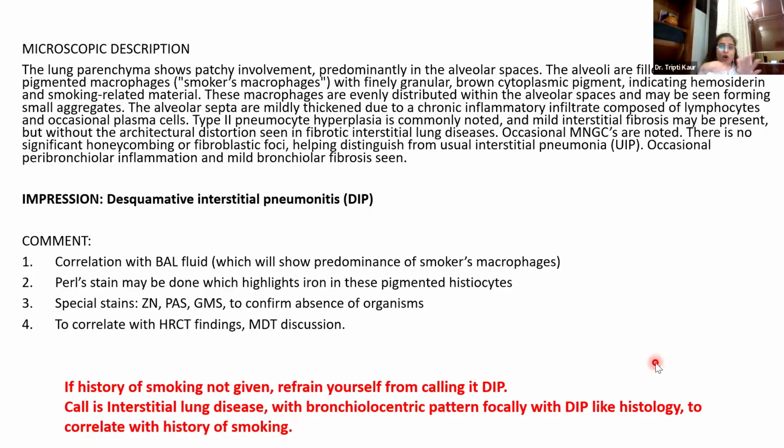Plus, you saw a lot of giant cells there. You would like to do ZN, PAS, GMS to confirm the absence of organisms and correlate with HRCT findings with MDT discussion. If smoking history is not given to you, you should refrain from calling it DIP. Just give it as benign interstitial lung disease with DIP-like histology and to correlate with history of smoking. You will still get full marks, don't worry.